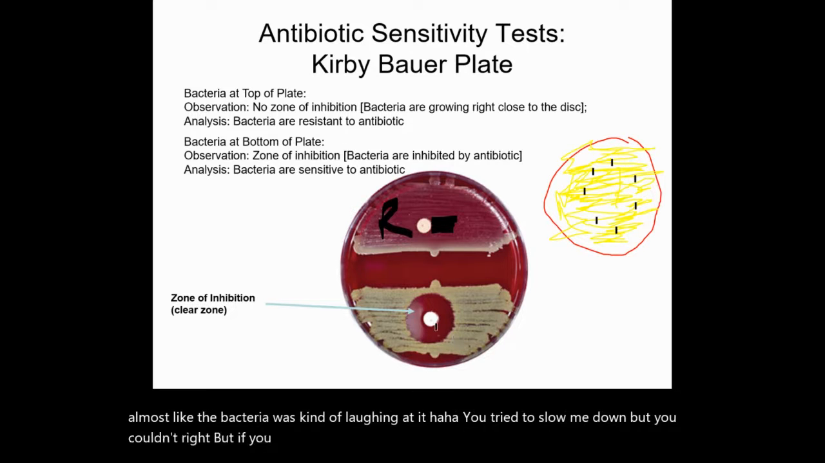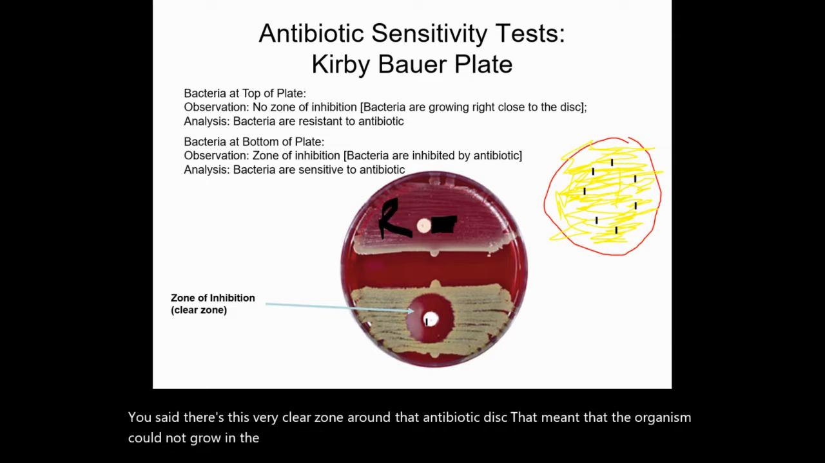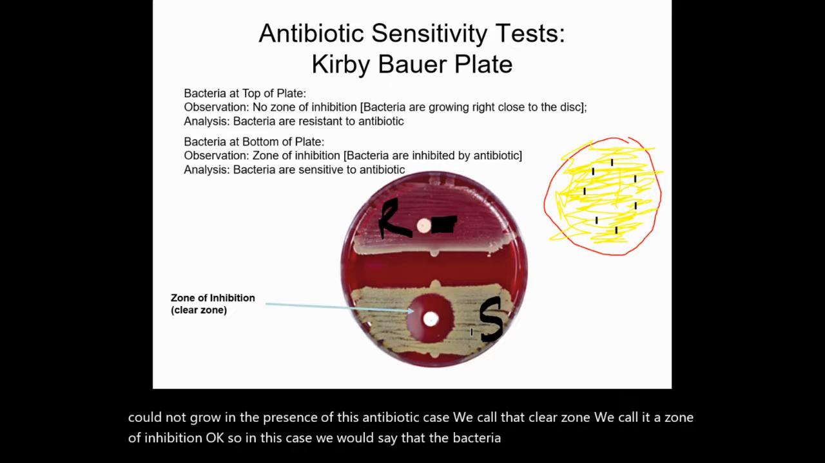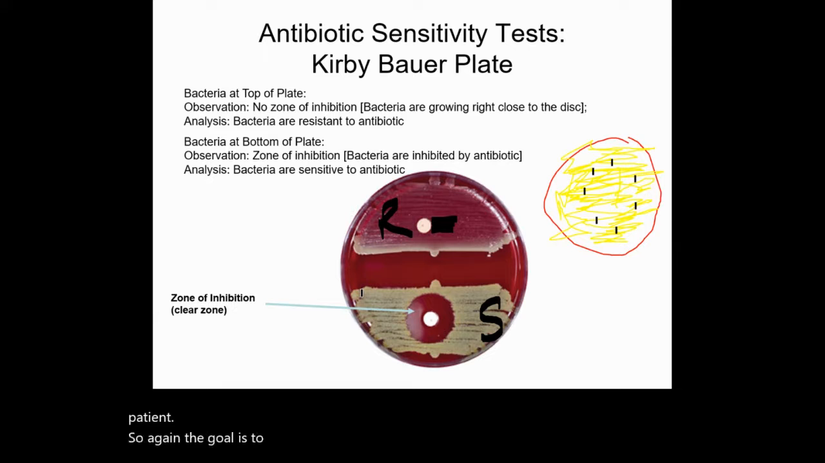But if you look on the bottom, you see how there's this very clear zone around that antibiotic disc that meant that the organism could not grow in the presence of this antibiotic. We call that clear zone a zone of inhibition. In this case, we would say that the bacteria is susceptible to this antibiotic. So this antibiotic would be a potentially effective treatment option for your patient. Again, the goal is to see which antimicrobial will be effective for a very specific organism.